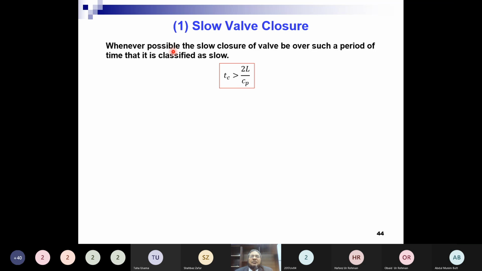Whenever possible, the valve closure should be over such a period of time that it is classified as slow, meaning TC should be more than 2L over CP. If we take too much time to close the valve, that is slow closure, and due to that slow closure, the hammer pressure reduces a lot. This is the first approach we have to reduce the water hammer pressure.